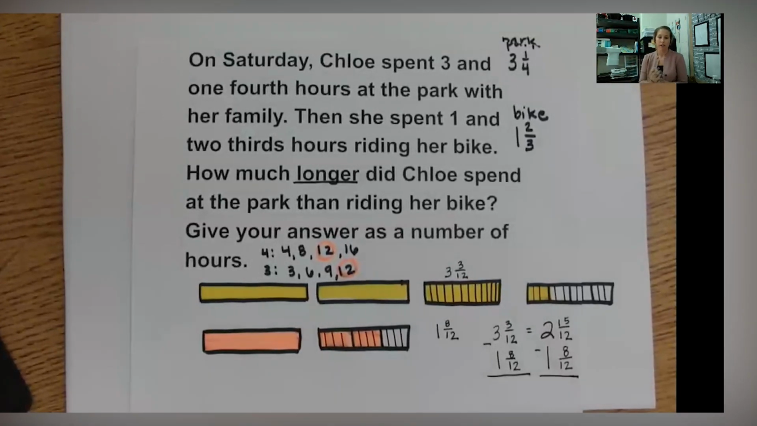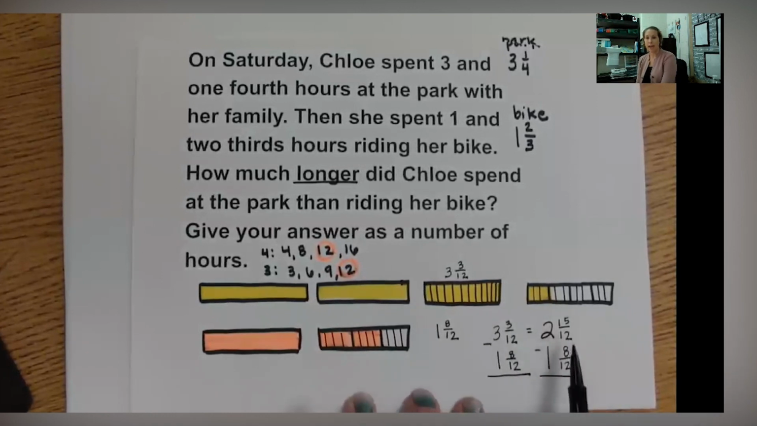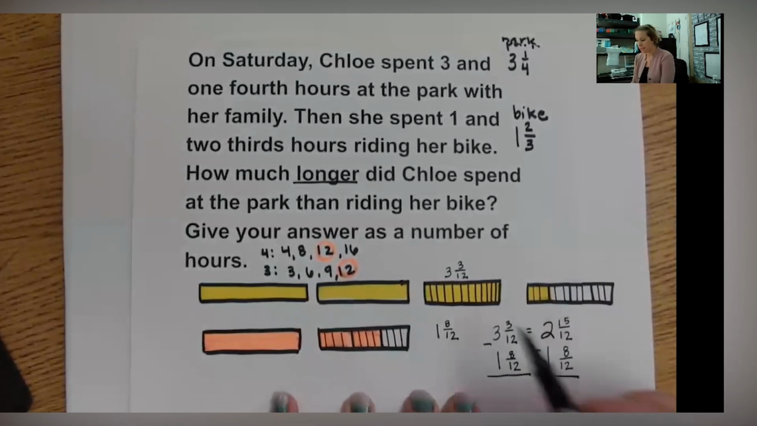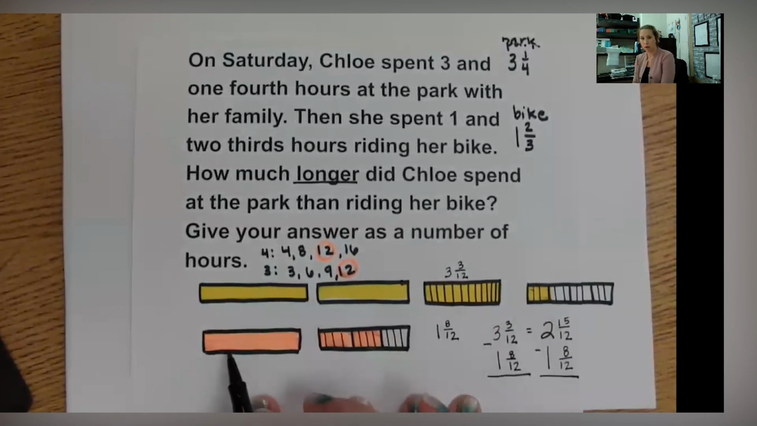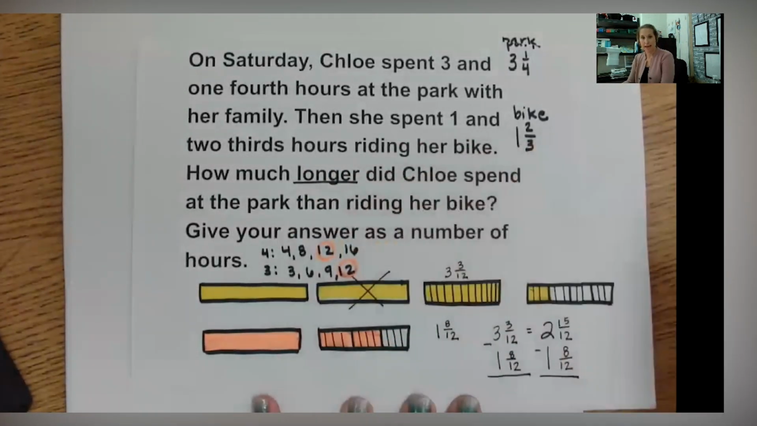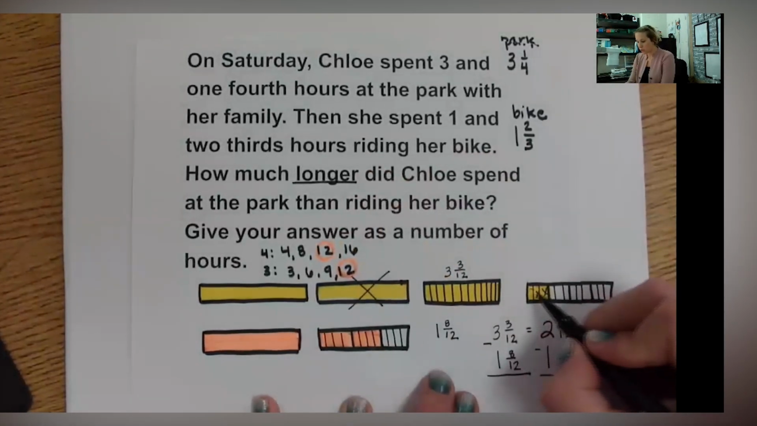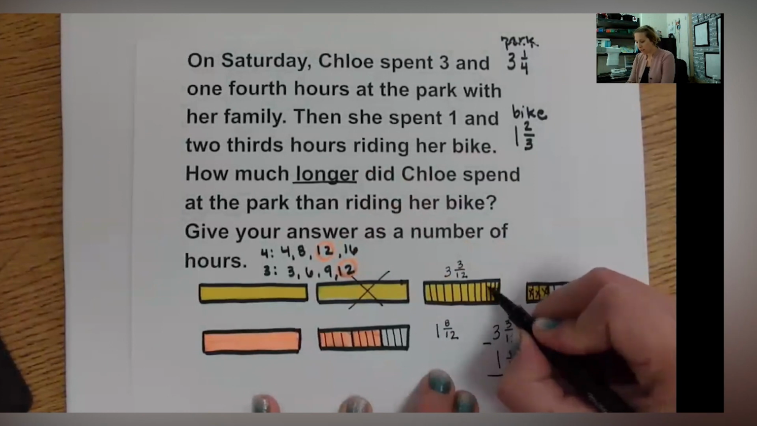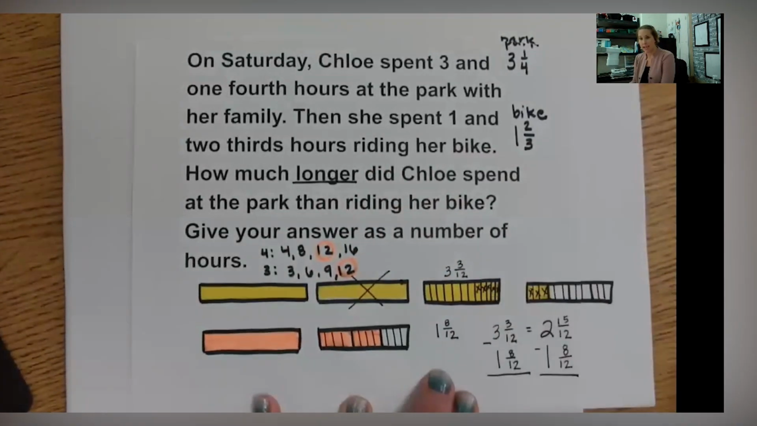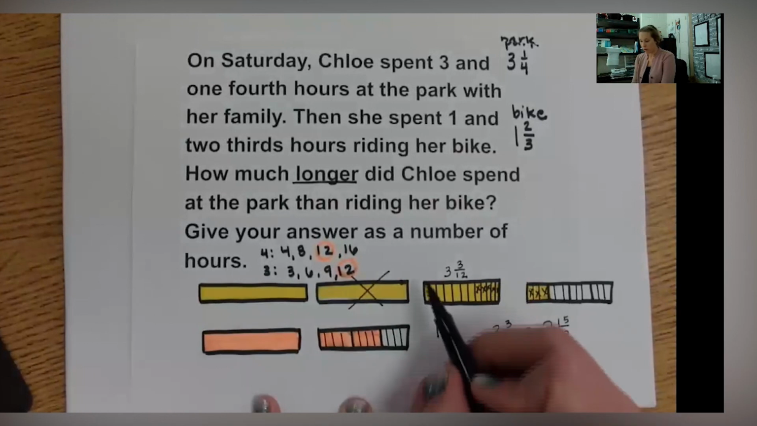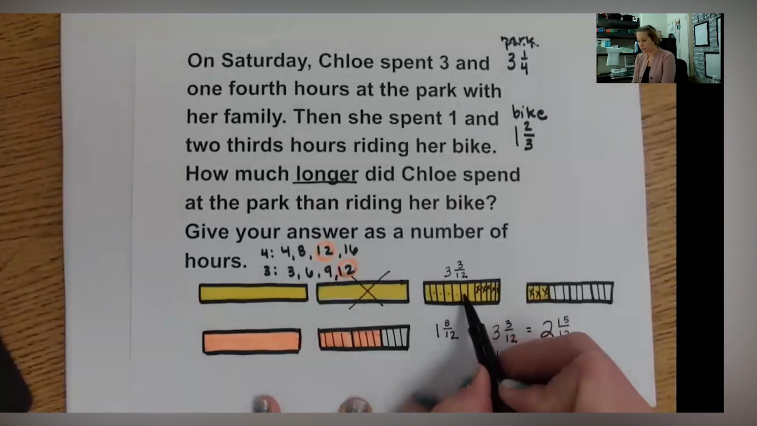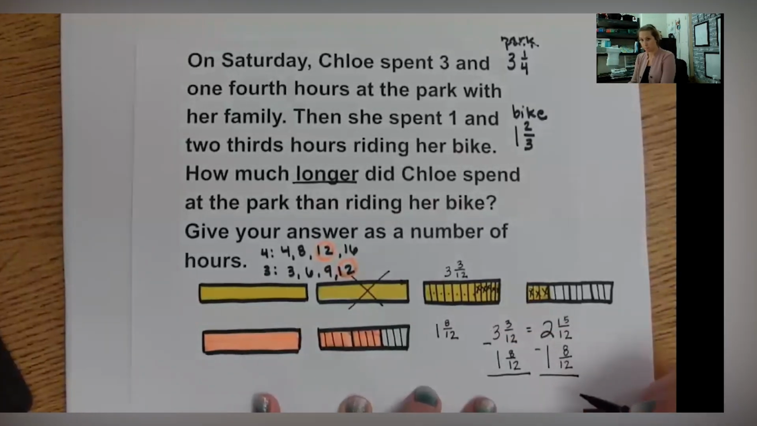Can I solve now? Yes, I can. I have enough pieces to take away. How many am I going to take away? I'm going to take away 8 from my 15. So this is what I have. I'm taking away one whole, exit out, and 8 twelfths. 1, 2, 3, 4, 5, 6, 7, 8. Leaves me with one whole and 1, 2, 3, 4, 5, 6, 7 twelfths.